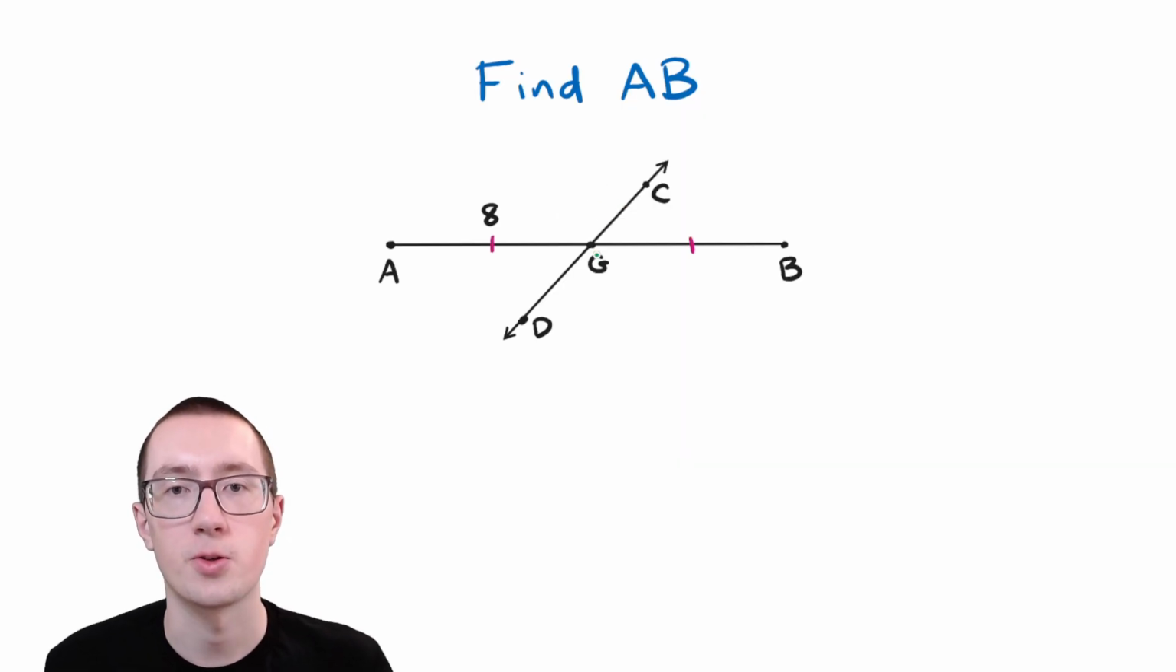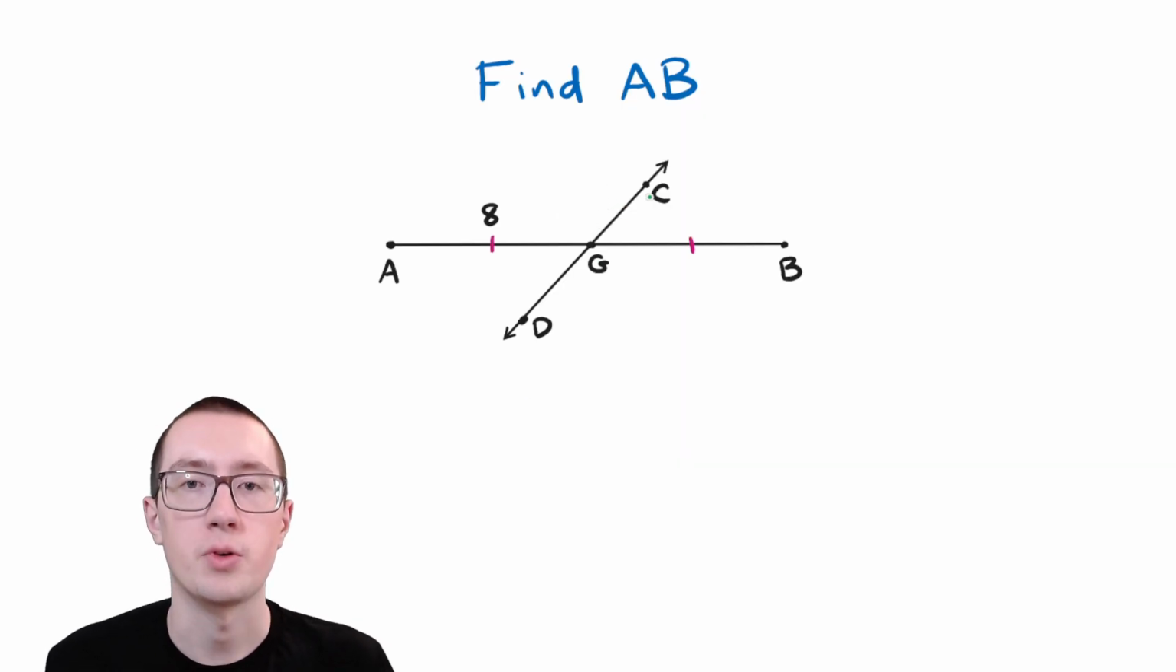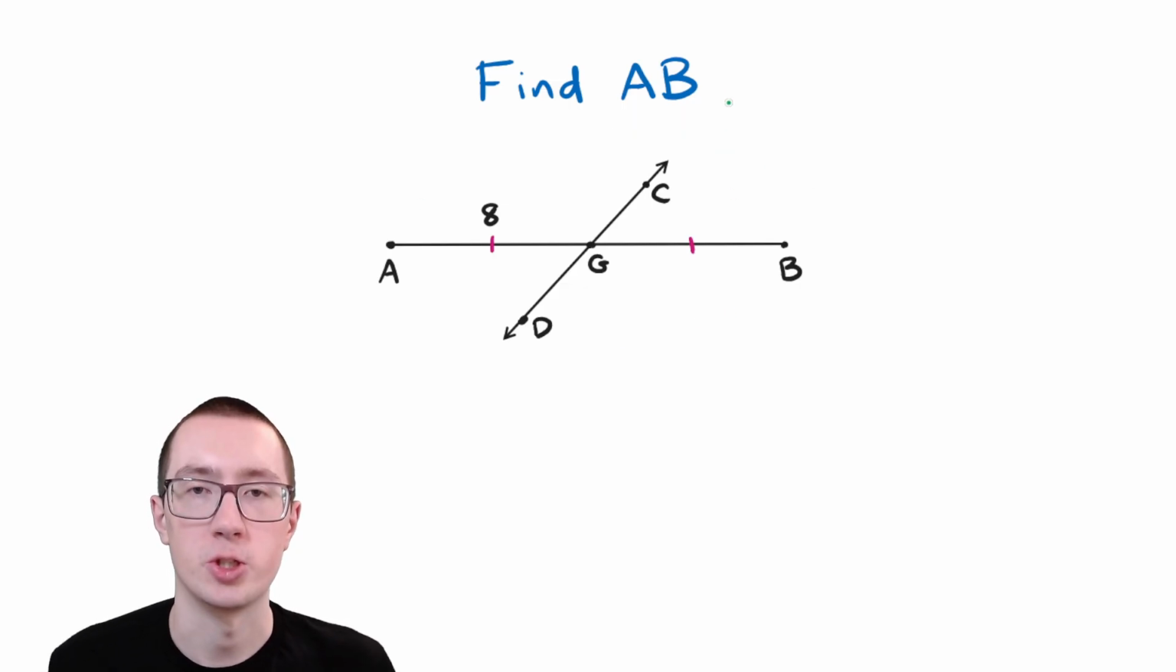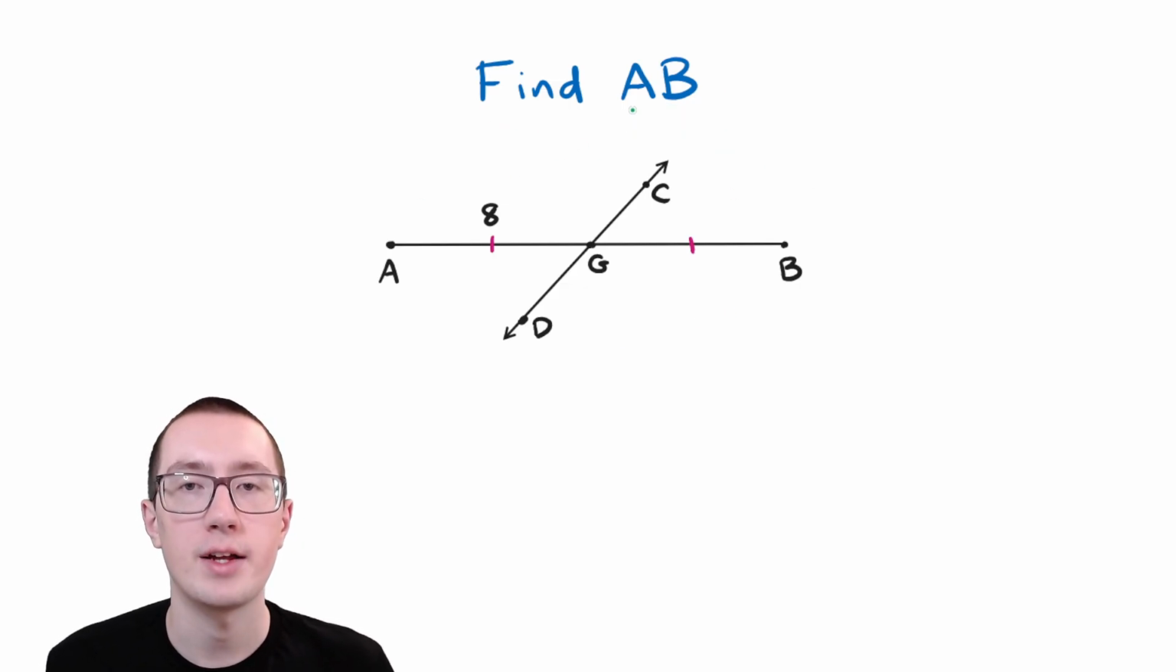Here's how to solve geometry problems involving midpoints and segment bisectors, whatever those are. So here's our first example, and this one is going to involve a segment bisector. Here we have this blob of geometry, and it's telling us we need to find AB.